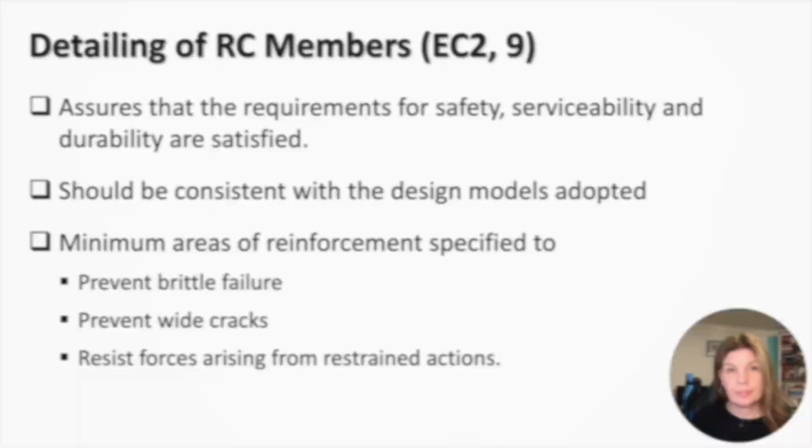Welcome back for some more reinforced concrete design. Now that we're nearing the end, let's look at detailing. And in particular, let's discuss some rules for detailing of reinforced concrete.